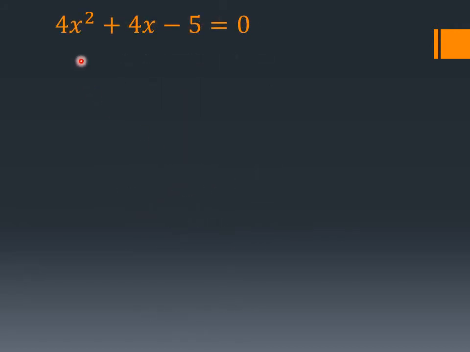The last step from the previous slide is 4x squared plus 4x minus 5 equals to 0. If we want to break the middle term here, then 4 into 5 is 20. We have to break 4 in such a way to get 20 after multiplication, but there is no way possible to get it. So we will apply the quadratic formula.